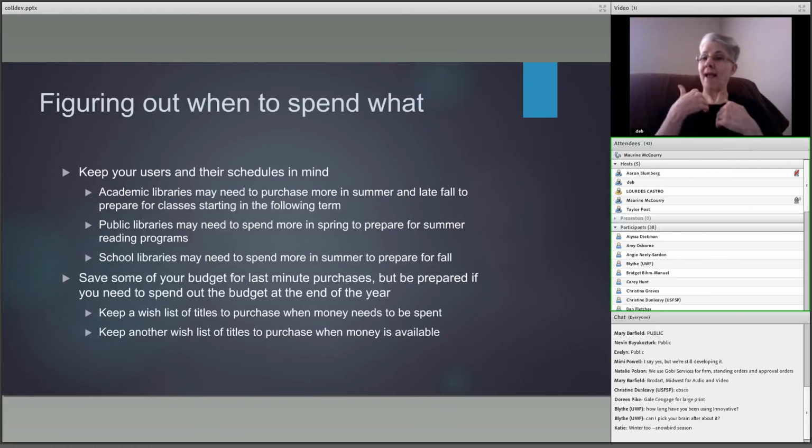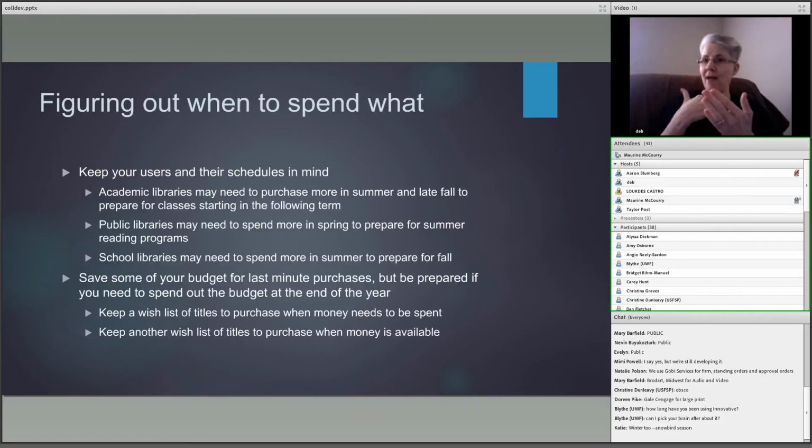So I have these two statements down here after this second bullet point. You need to keep a wish list of titles to purchase when money needs to be spent, and another wish list of titles to purchase when money is available. And so I read these and thought, now, those sound like exactly the same thing. But what I mean by that is that ideally having a wish list of titles that are just kind of nice to have, things that if you have extra money, these would be great to have. They're not essential purchases, but it would be really nice to have them.